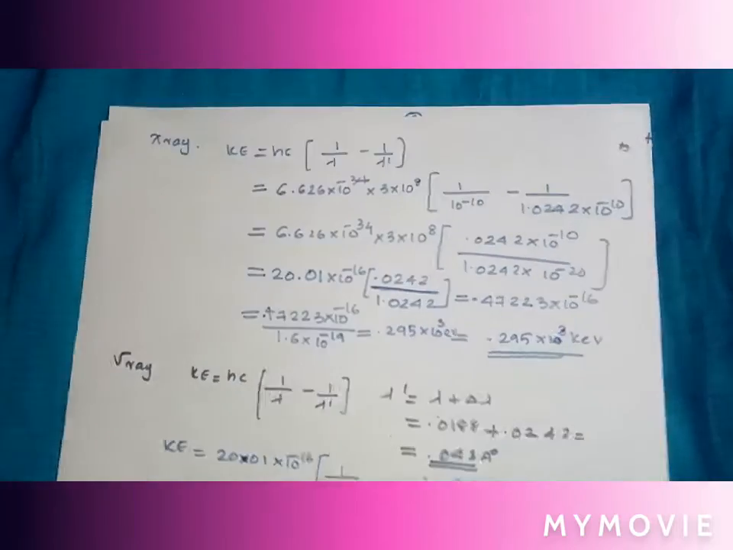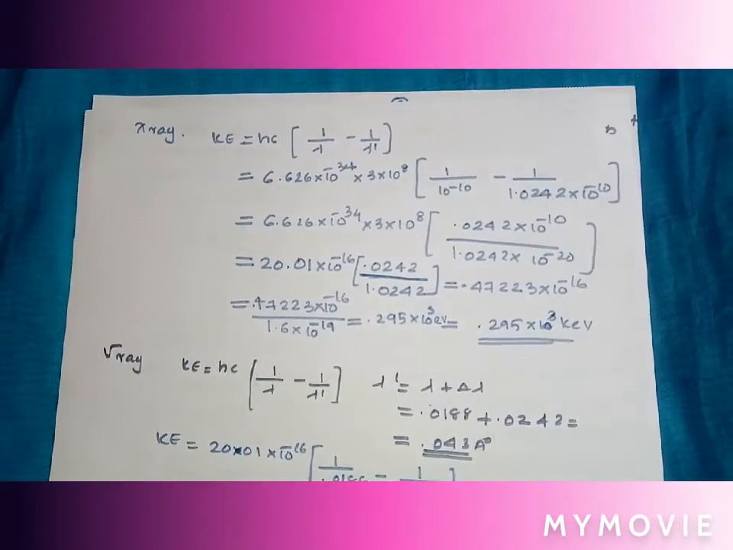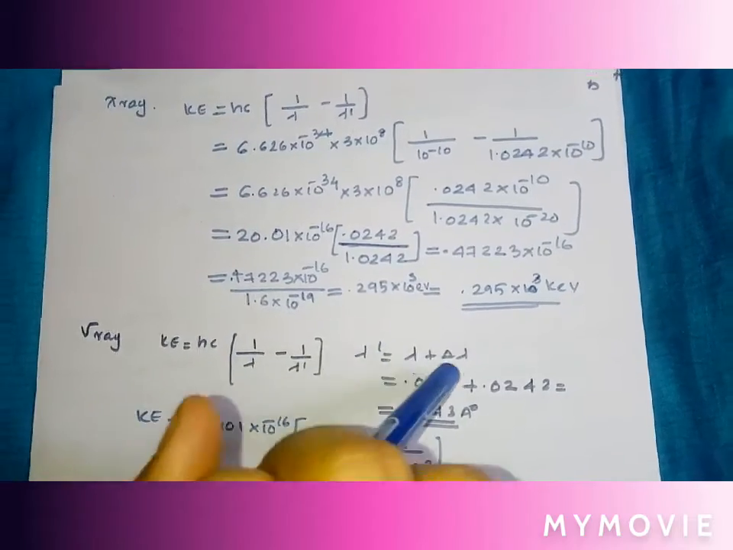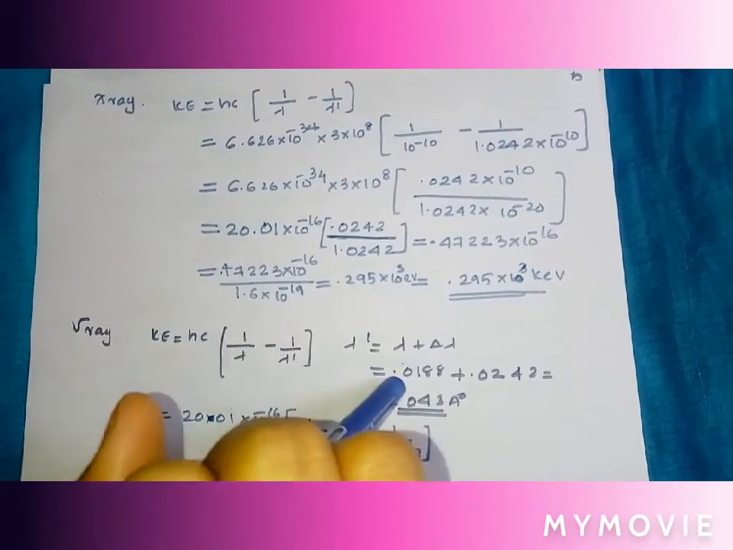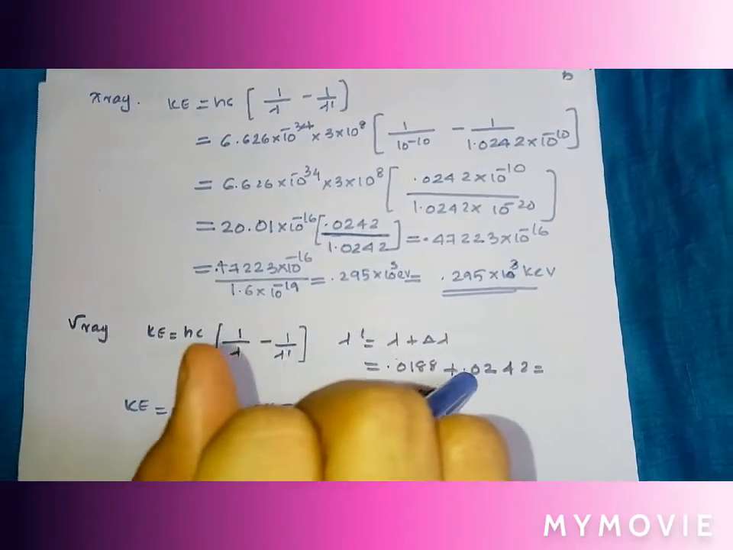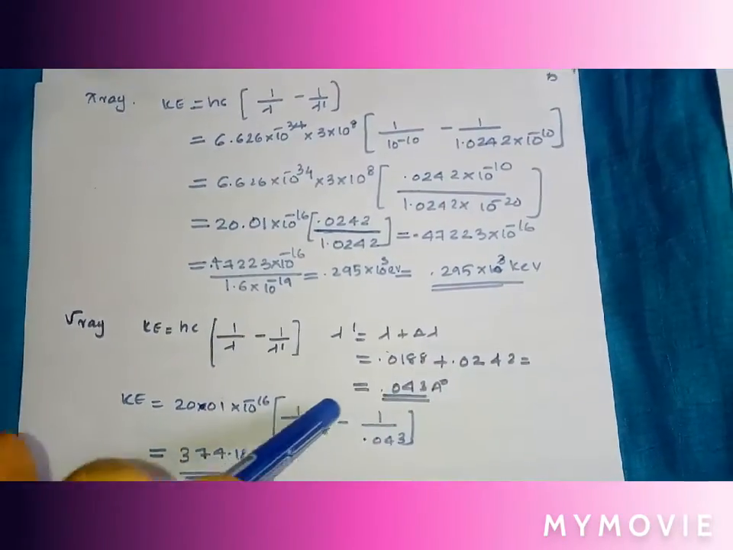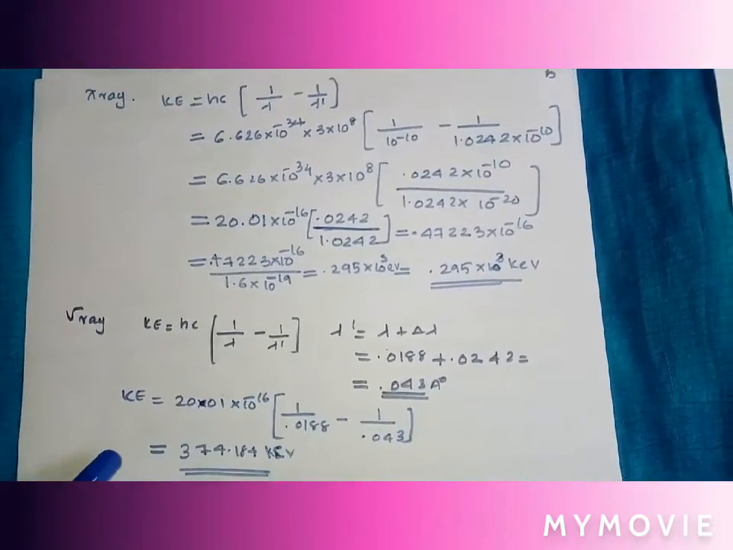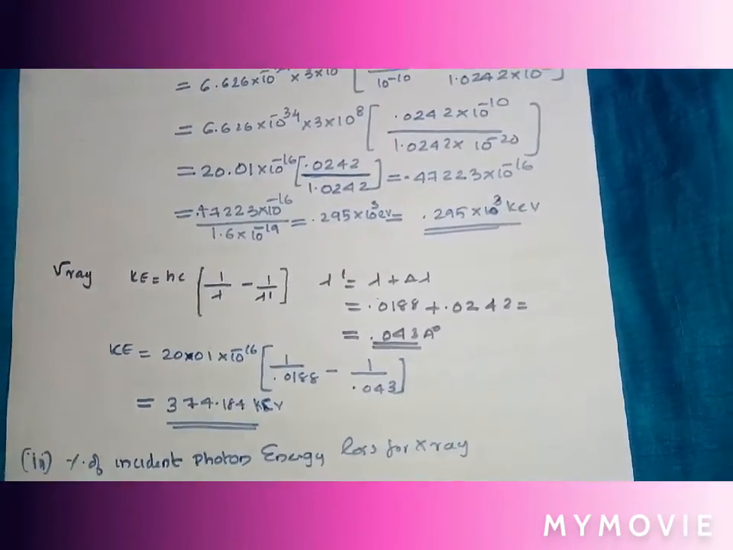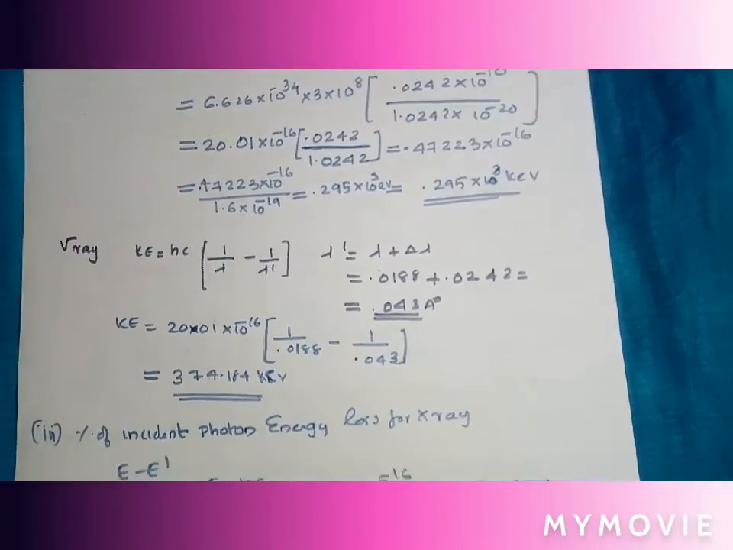For gamma ray, kinetic energy is equal to hc into (1 by lambda minus 1 by lambda prime). Lambda prime is equal to lambda plus delta lambda. Lambda is given in the question, that is 0.0188, plus delta lambda, which is 0.0242, we get 0.043 angstrom. Substitute the values and we get 374.184 kilo electron volt.